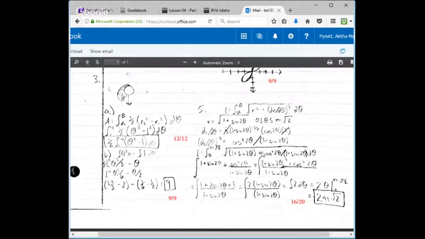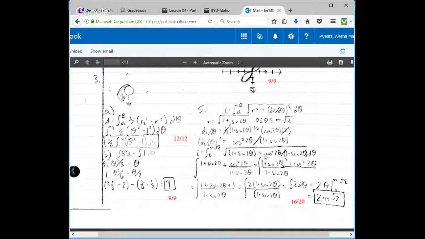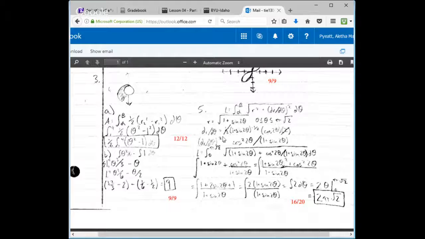I got 1 plus sine 2 theta plus 4 cosine 2 theta. 4 cosine 2 theta? 1 plus sine 2 theta. Very much confused with myself. Okay, what did you get for dr/d theta? I'm just going to do that.